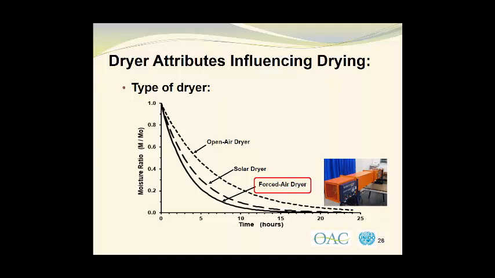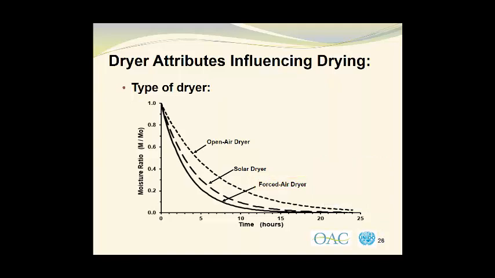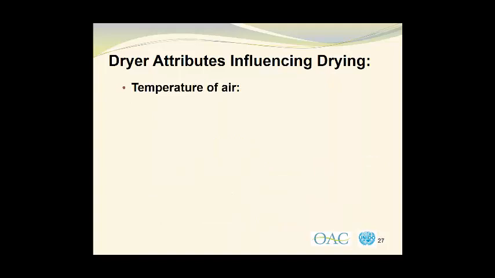So essentially we have open air drying not being quite as good as solar drying, and solar drying not being quite as good as forced air drying. But the important thing to notice here is that the type of dryer has a great influence on the drying of the material, such as the sliced mangoes. The temperature of the air is also an important attribute, and that can be controlled in forced air dryers.